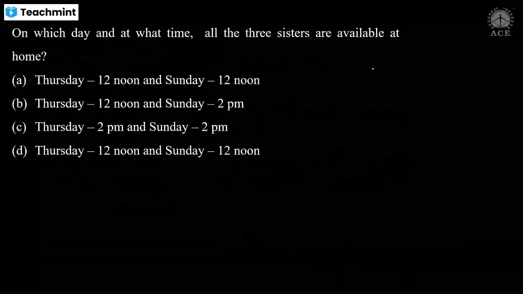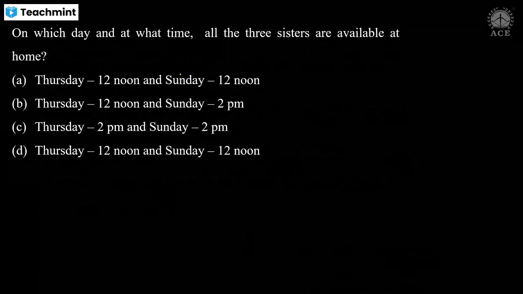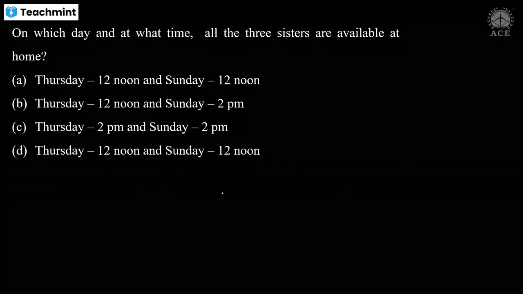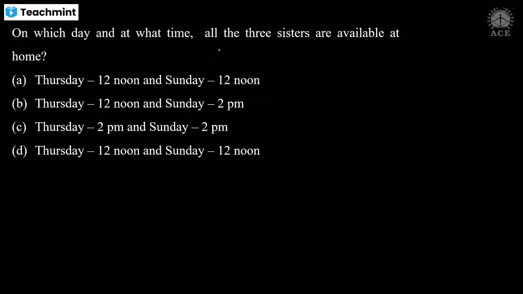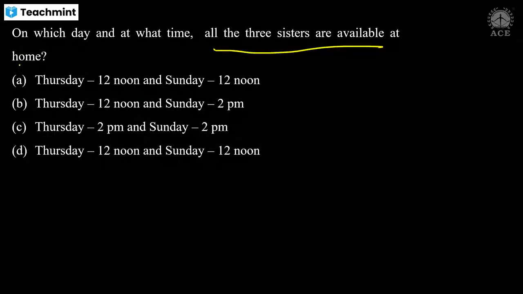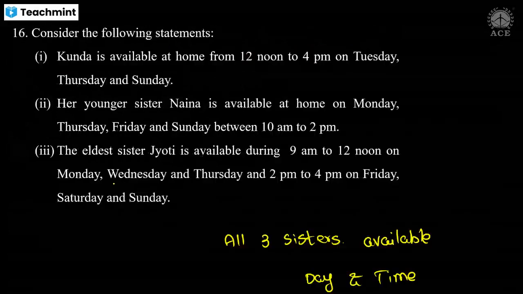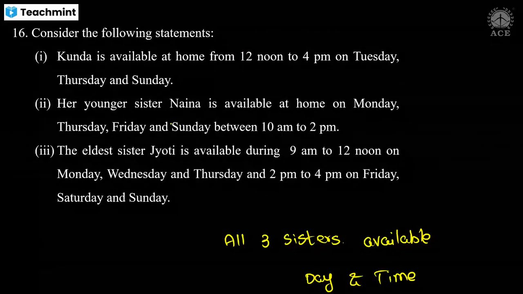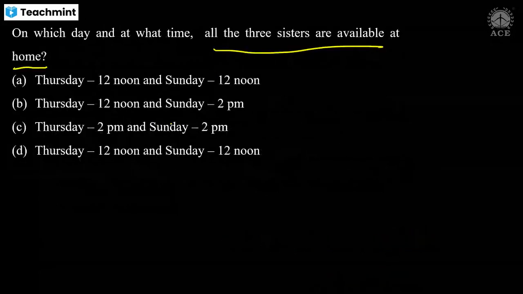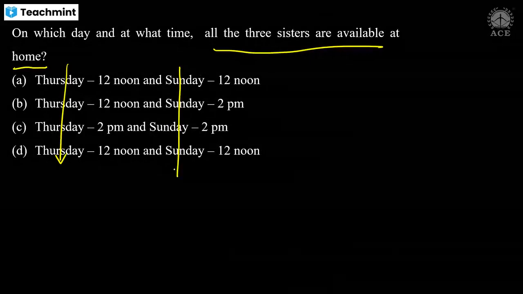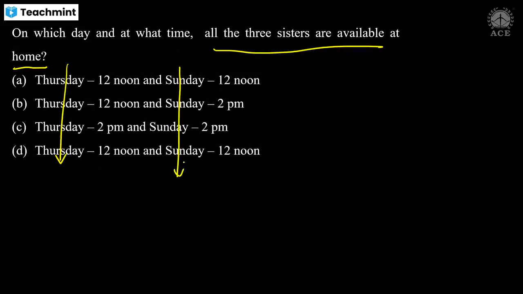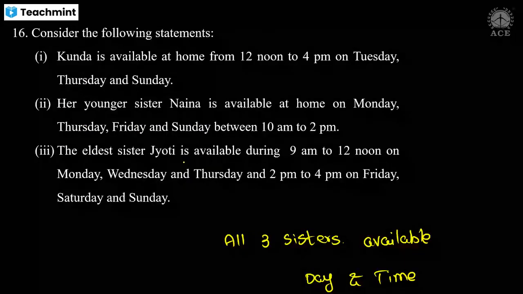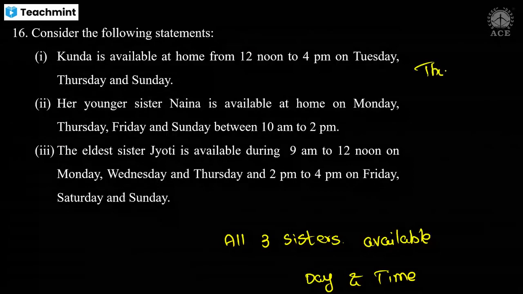This is not fill in the blank. They cannot give that. See, they mentioned Thursday, Sunday. That's easy for you. As per the options, all the 3 sisters are available at home on Thursday and Sunday. So you decide on Thursday at what time, on Sunday at what time. You have a clue from the options. All Thursday, all Sunday, so no second thought. But what timing on Thursday? And Sunday, at what timing?